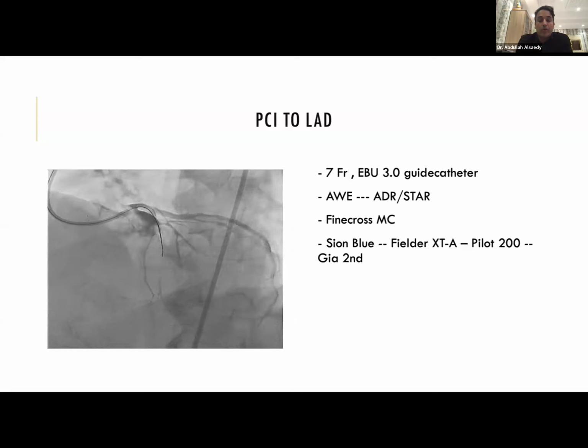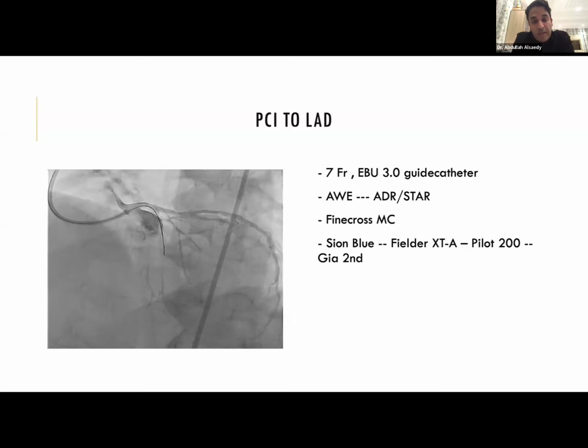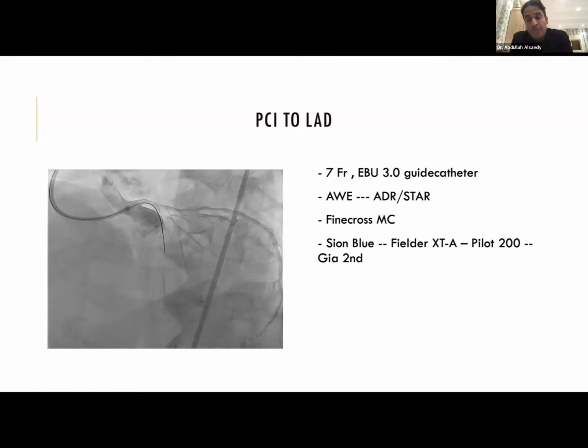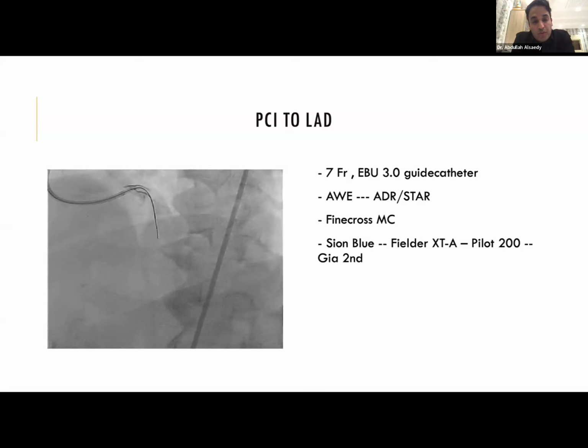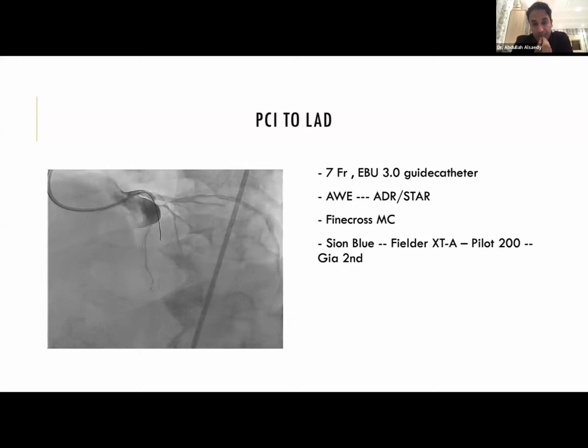So we went ahead and started to do PCI to this LAD. Our plan was to use a 7 French guide, EBU 3.0. There are no clear good collaterals from the contralateral side, so our plan was to go with antegrade wire escalation. However, if that is not successful, ADR or even the STAR technique would be considered in this scenario.